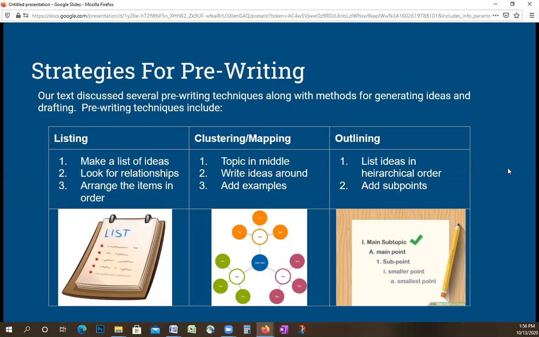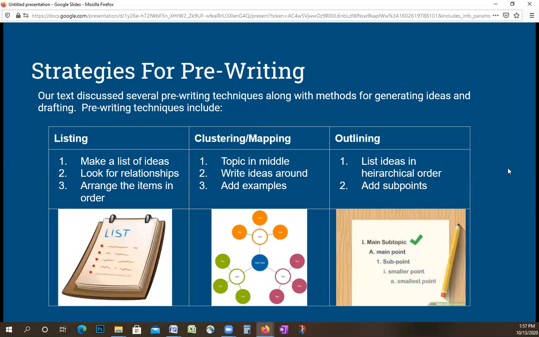So in listing, you're literally making a list of ideas, and then you look for relationships between those ideas and begin to arrange the items in the order that you want to present them within your paper. With clustering, you have your main topic in a circle in the middle, and then you write supporting ideas around it. And from each of those supporting ideas, you may have branches that you use to identify examples that you want to use in your paper.